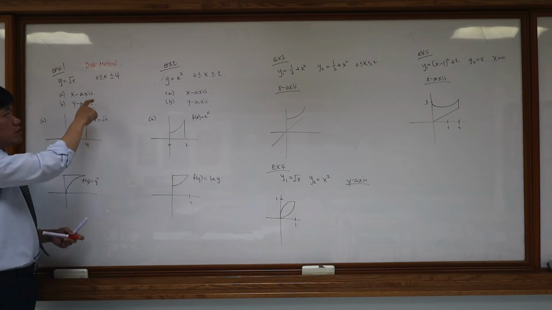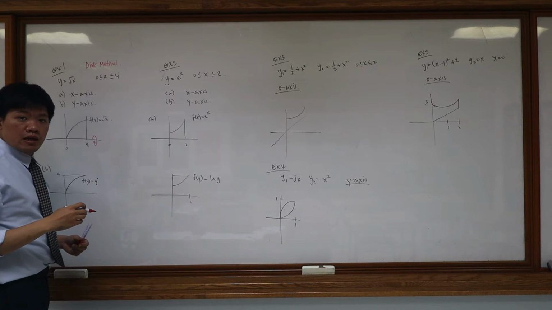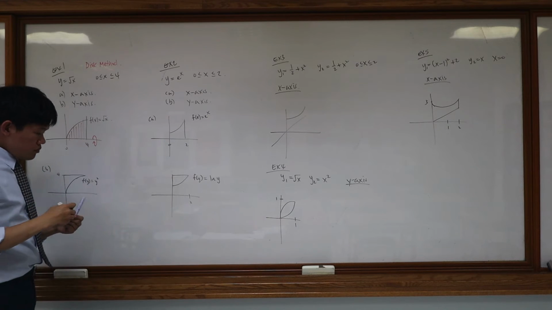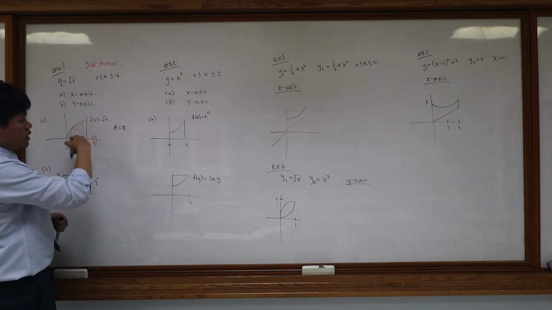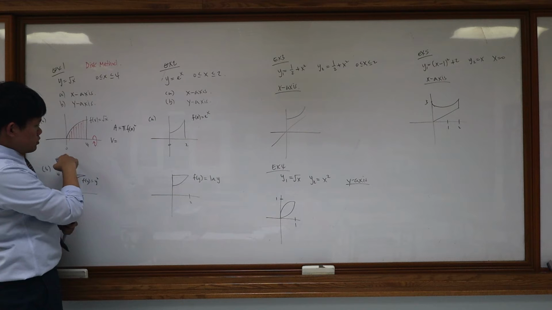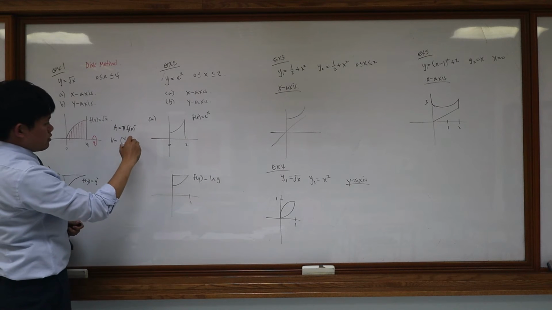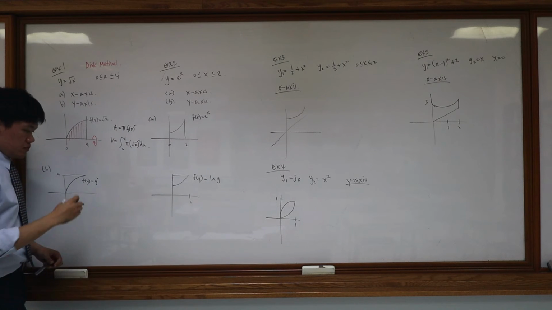So rotating around the x-axis, my rotation is going to be like this. Because it's rotating around the x-axis, the cross-sections are going to be perpendicular. So my area here is equal to pi times f of x squared. That means my volume is equal to the integral between 0 and 4 of pi times square root of x squared dx. That's the volume for this one.